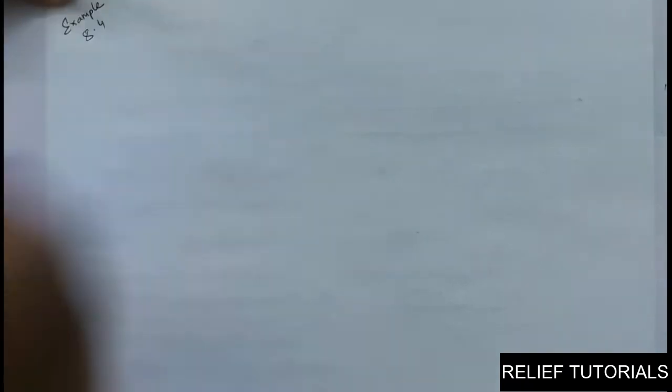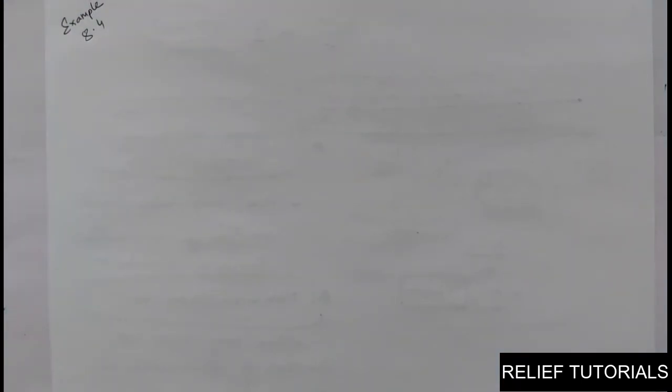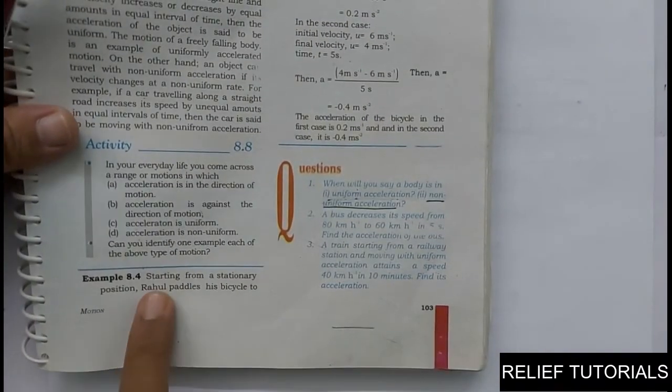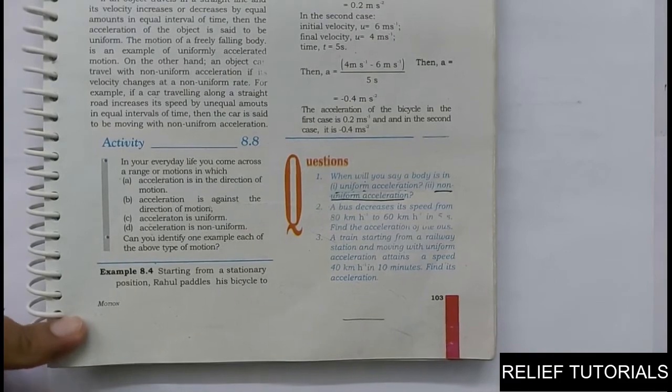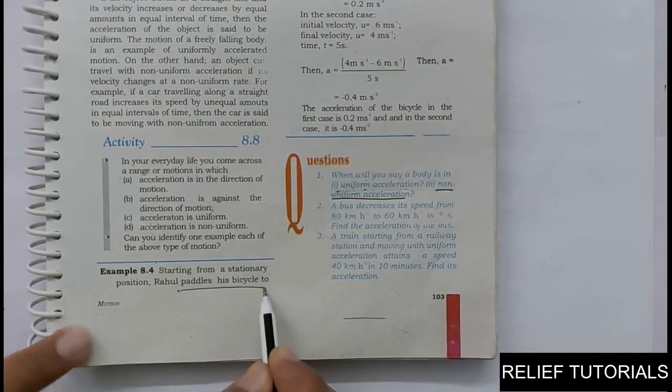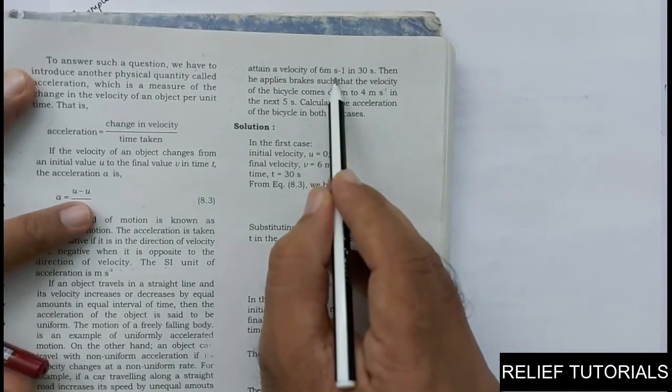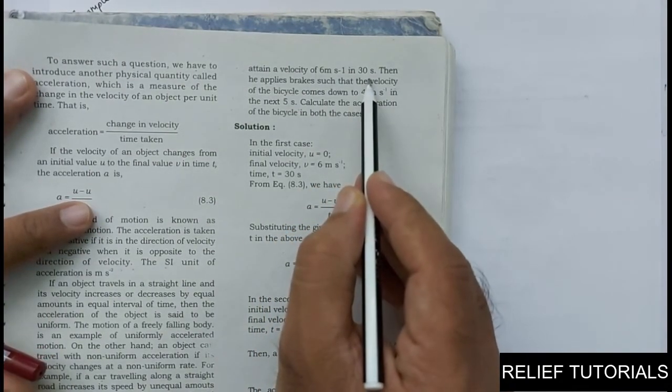Example 8.4. Look at that. Starting from stationary position means initially the particle is stationary. Rahul, let us see the question if you have textbook. Starting from a stationary position, Rahul pedals his bicycle to attain a velocity of 6 meter per second in 30 seconds.